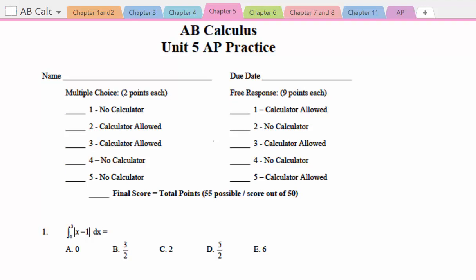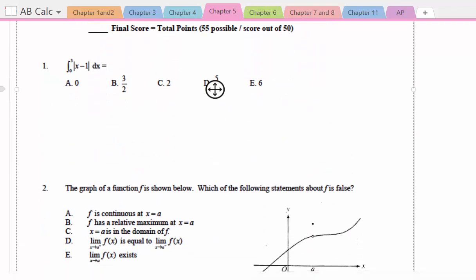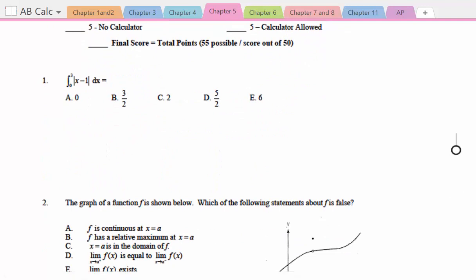Hello, this will be an overlook of the multiple choice questions for the AP Chapter 5 packet. Let's begin with number 1. This is a no calculator question.